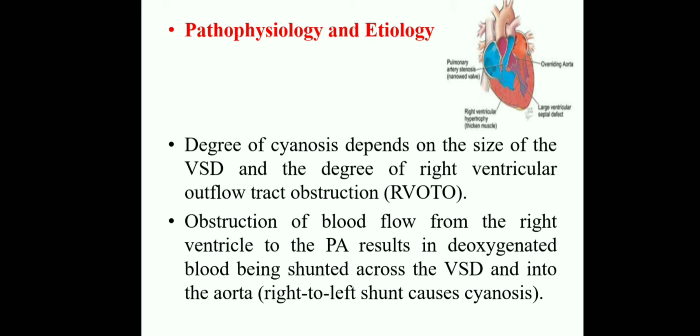And next, obstruction of the blood flow from the right ventricle to the pulmonary artery. Now we will discuss the pulmonary stenosis pathophysiology. The obstruction from the right ventricle to the pulmonary artery results in deoxygenated blood being shunted across the VSD and into the aorta. So that is called right to left shunt.